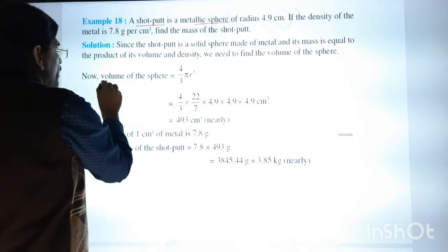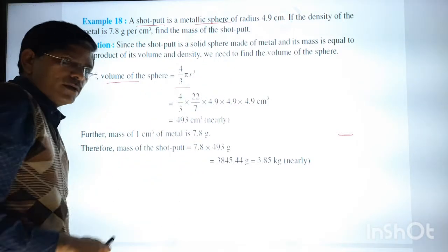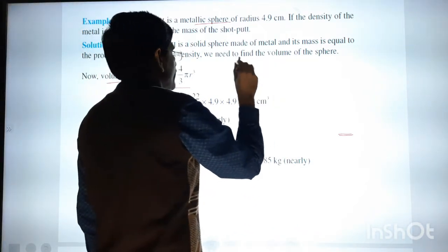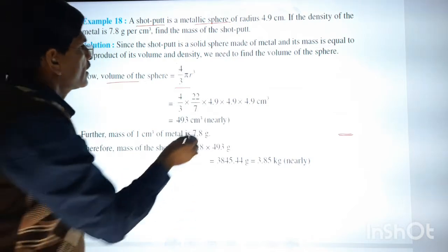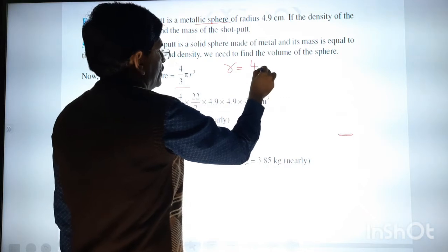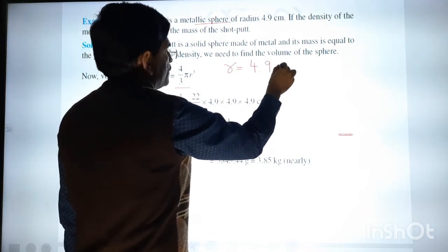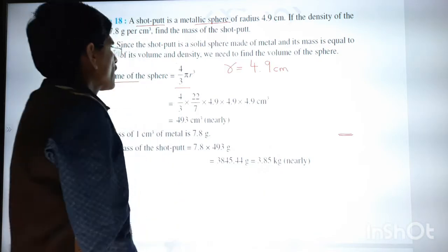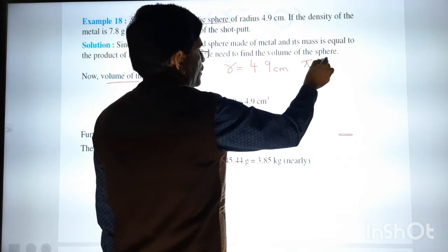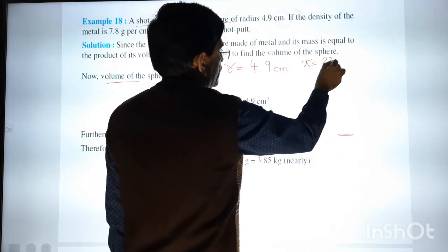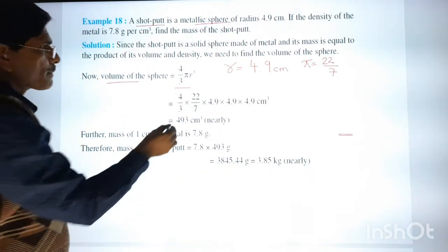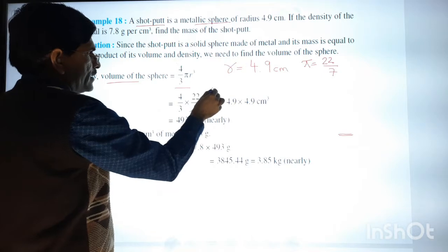So I have to write the formula: volume of sphere is 4 by 3 pi r cube. Now what is the value of r? That is given, that is 4.9 centimeter. And what is the value of pi? We know that pi value is 22 by 7. Now if I put all values here, 7 7s are 49, so I have to write 0.7.